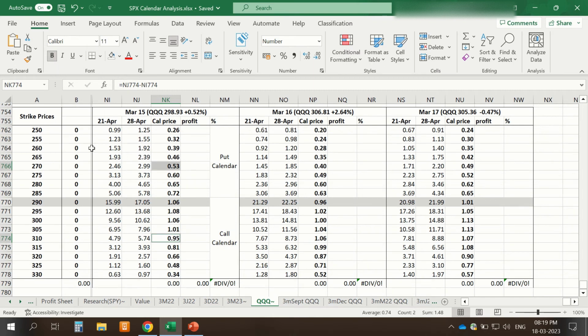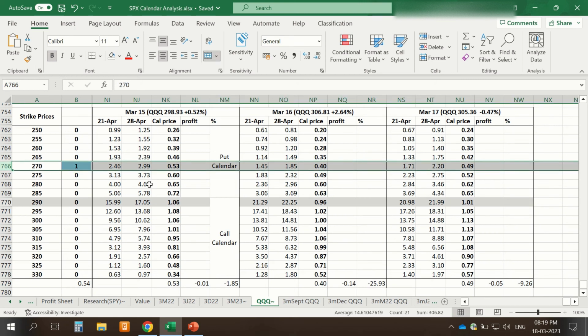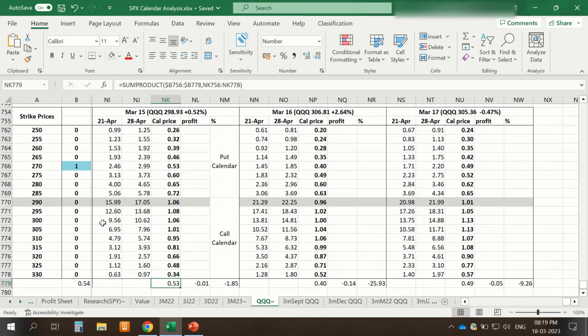To make my life simpler, I have introduced this B column. Here you just write how many calendars you want to buy for that strike. All are zero, which means you are not buying anything. If I put one here, I'm buying this strike price calendar, and the total comes here, 53. If I'm buying 10 of them, then 53 times 10 will be 530. So it is coming 530. Like that you can enter.